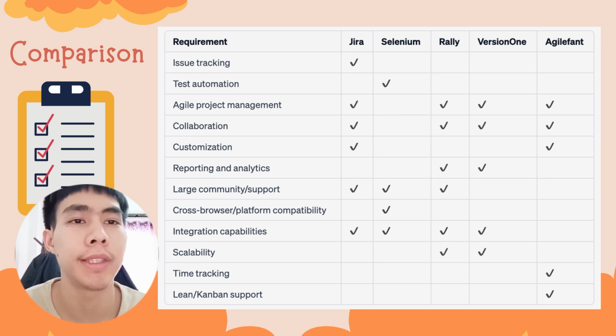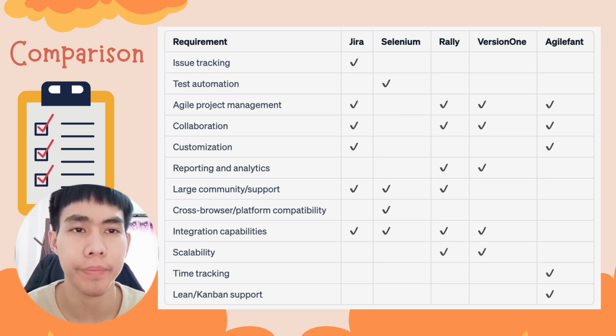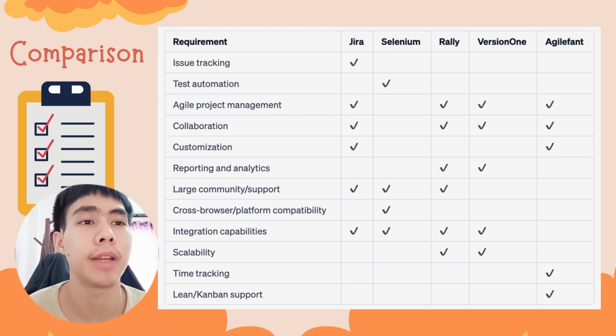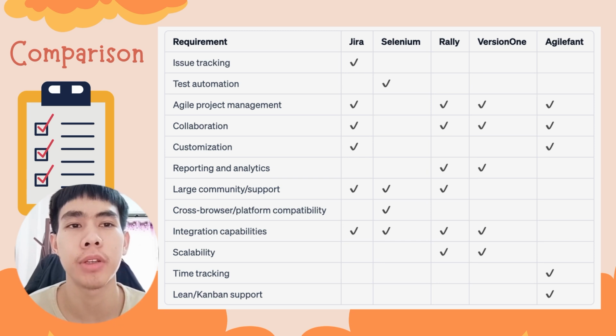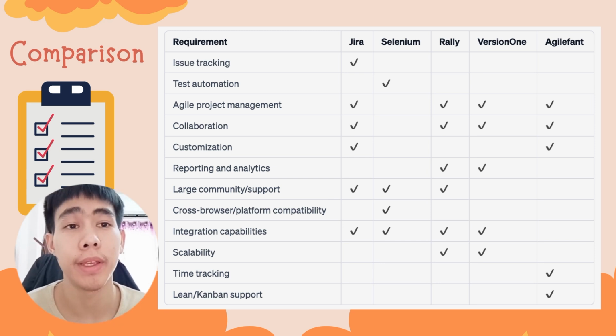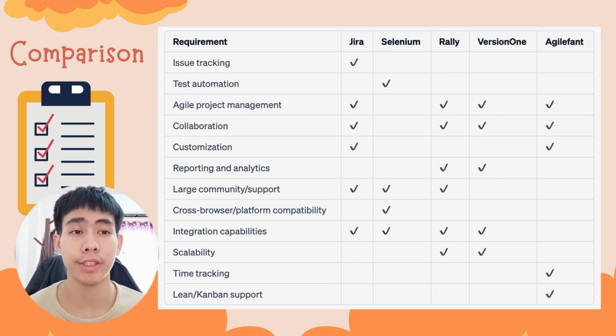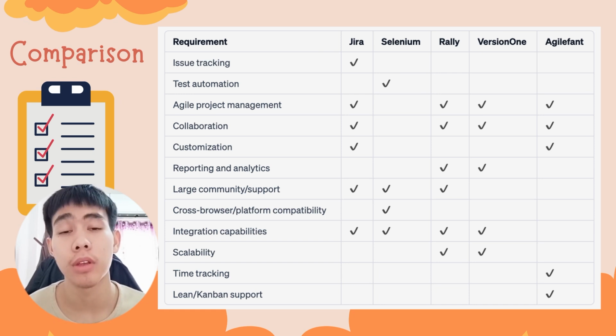Ten is scalability. Rally and Version 1 are designed to support enterprise scale transformation. Examples would be managing multiple projects within the organization, aligning portfolios and initiatives, and tracking dependencies across teams.